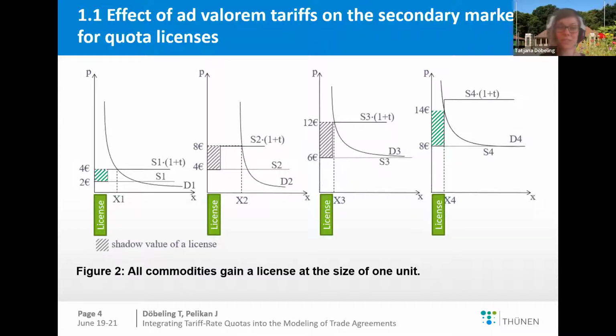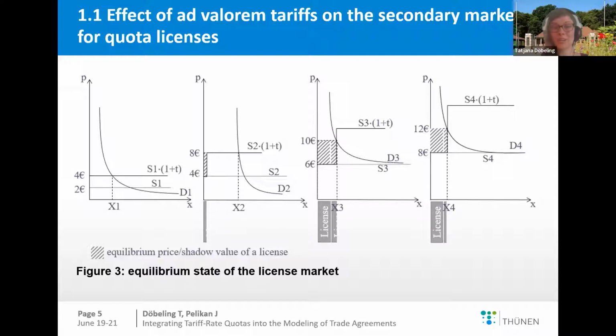In such a situation, it's clear that the shadow value of a license is very different for all of them. And if they are free to transfer the licenses now, and actually maybe also take a bit of a price for that, then a license would wander from the trader of commodity 1 to the trader of commodity 4. This would then, of course, affect the quota rent that that trader is seeing. And we could wander around further and further until we have some kind of equilibrium where the shadow value of a license is equal to the equilibrium price of a quota license, as far as this secondary market is actually a functioning market.